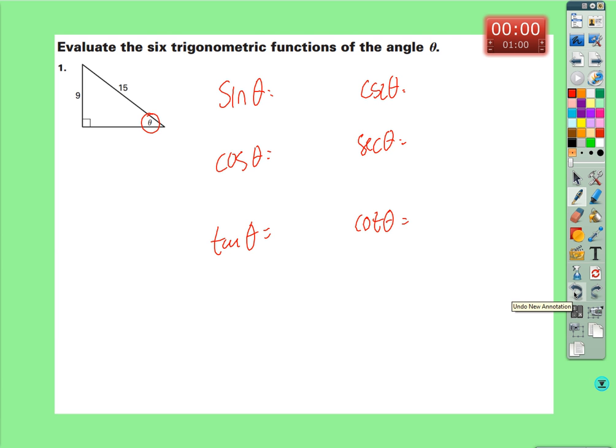Okay. So, how many of these can we fill in with the information we do have right now? Somebody name one. The tangent and the sine and cosine. What's the sine of this angle? It's a nice little song-y sounding kind of rhyme. The sine of this angle, of any angle, is the opposite over hypotenuse. So 9 over 15.